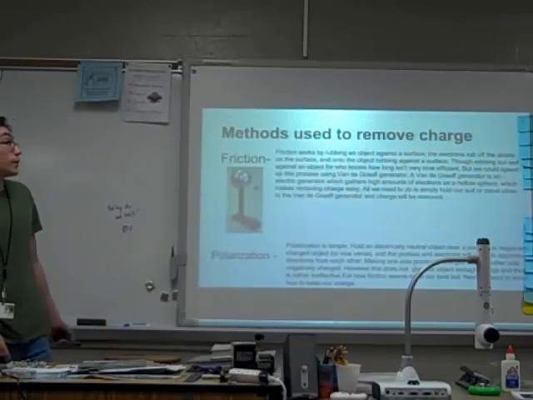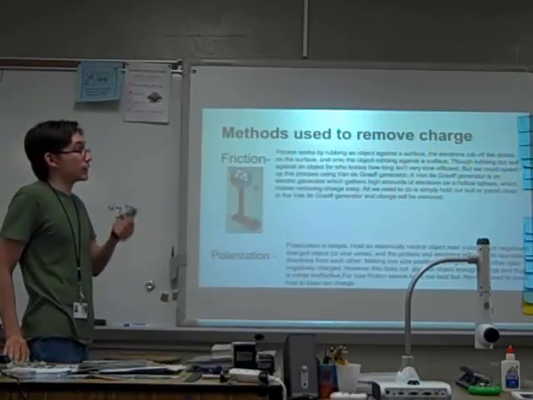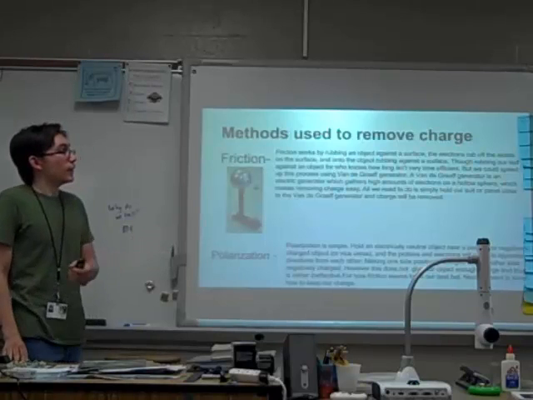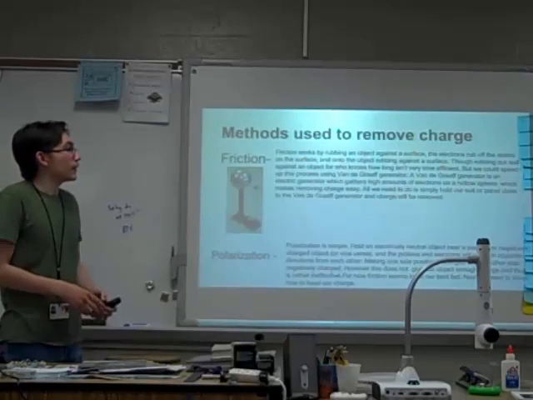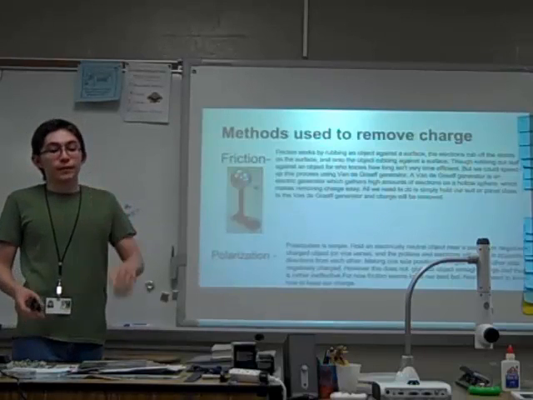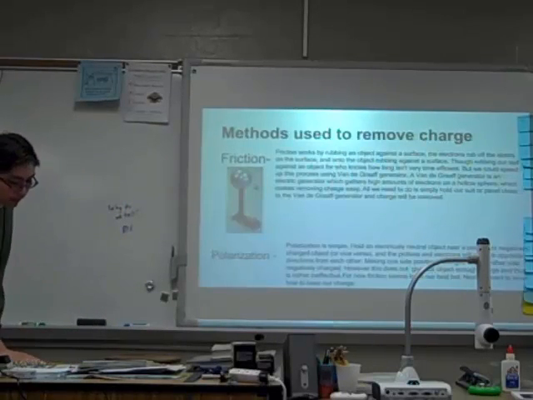To remove charge, we can use something like friction. Friction works by rubbing an object against the surface. The electrons rub off the atoms on the surface and onto the object rubbing against the surface. To simplify this, I basically rub my hand on this table and I get negative charge.